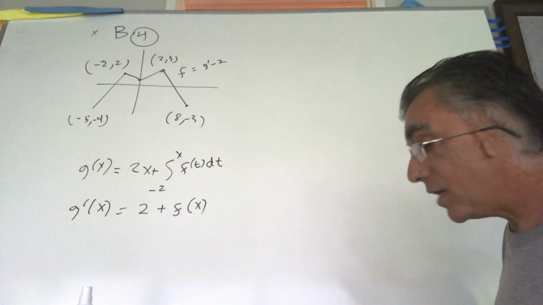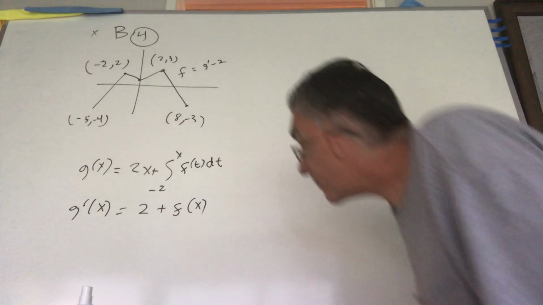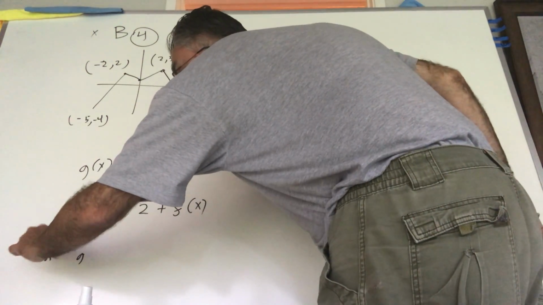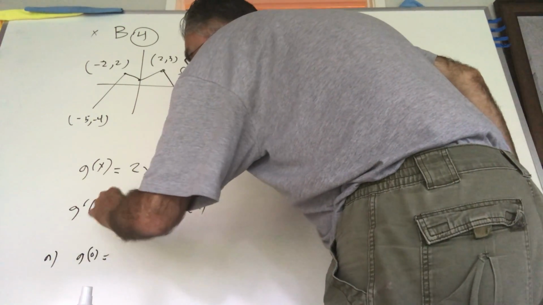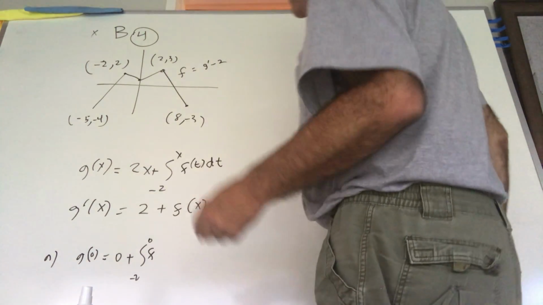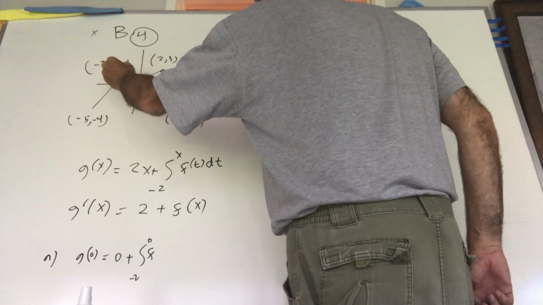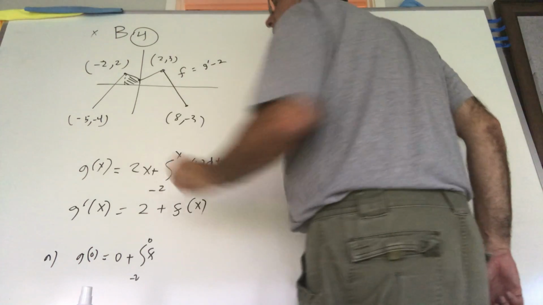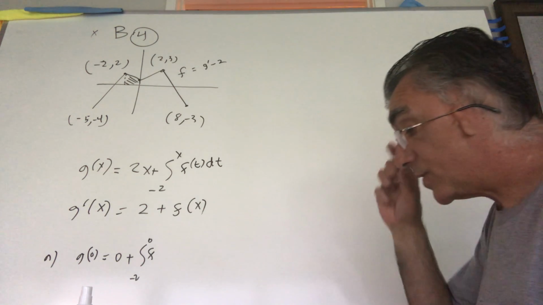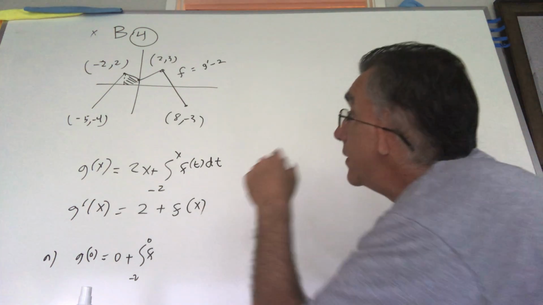Okay, so first question. What is g of 0 and what is g of negative 5? That's just a calculation. You just literally put the 0 in. Let's do the a here just to save some space, just in case I need it. 0, and then plus the integral from negative 2 to 0 of f. Okay, so from negative 2 to 0, here, that's that area there, right? That's the area there from negative 2 to 0. So I've got to do that calculation. What is that area there?